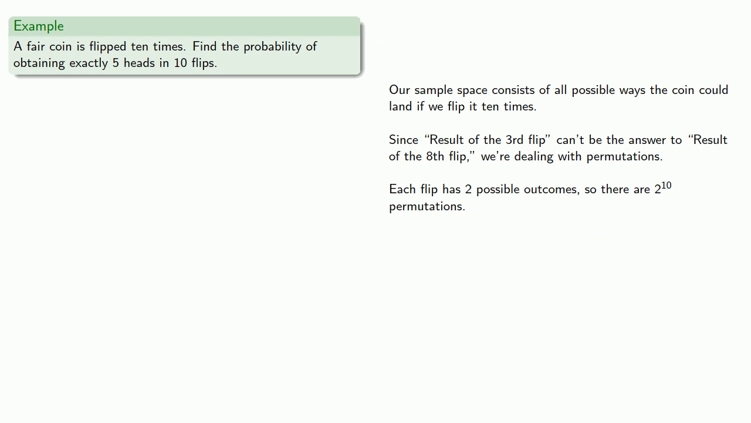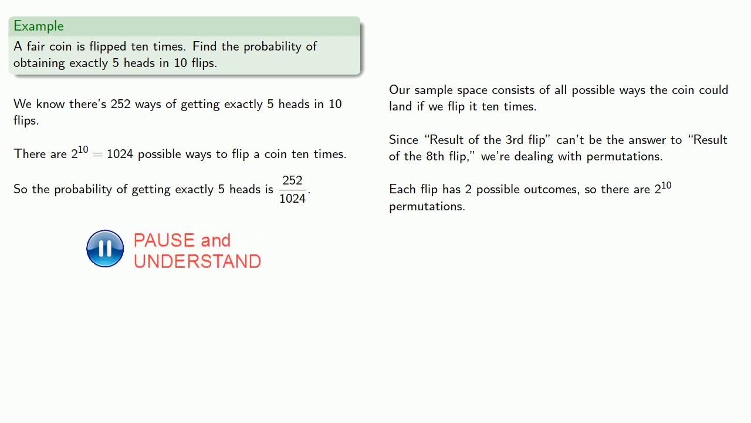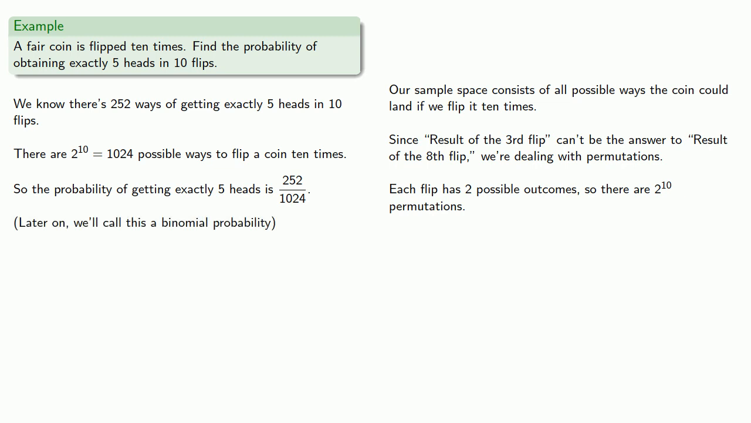Now, we've calculated already that there's 252 ways of getting exactly 5 heads in 10 flips. There are 2 to the 10th, 1024, possible ways to flip a coin 10 times. And so the probability of getting exactly 5 heads is 252 out of 1024. Now, combinatorial probability is a very generic term, and so later on, we'll call this type of probability a binomial probability.